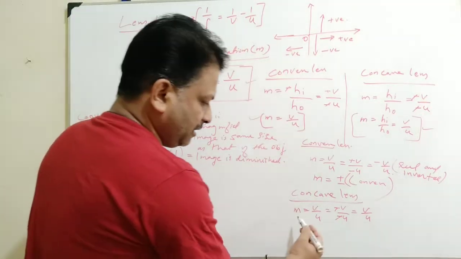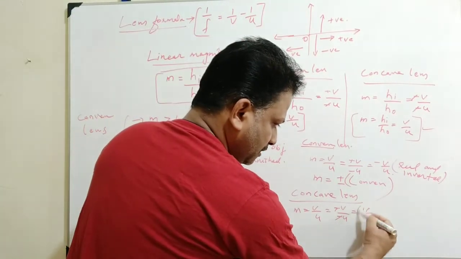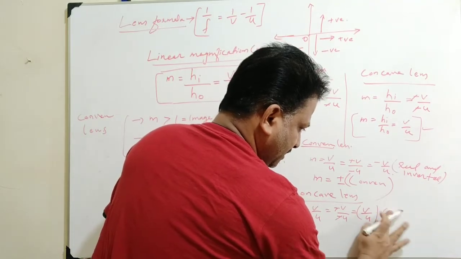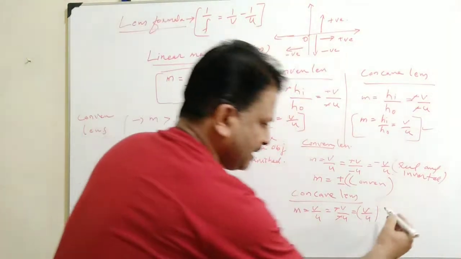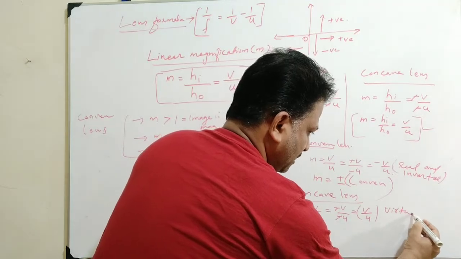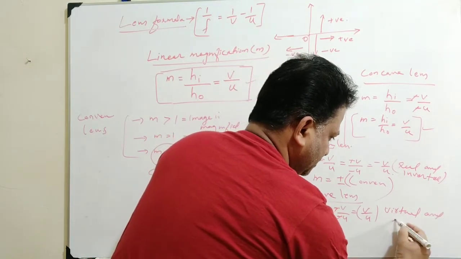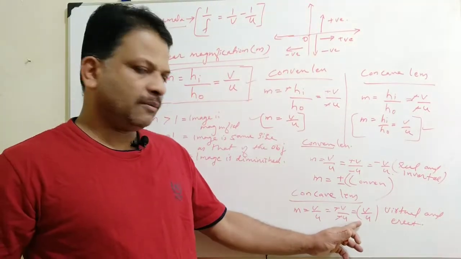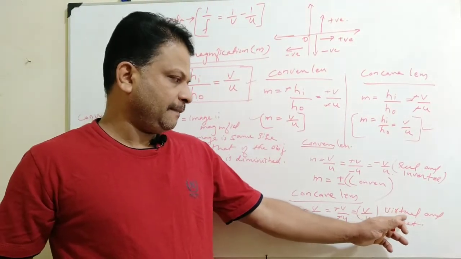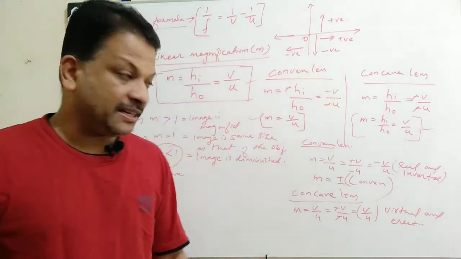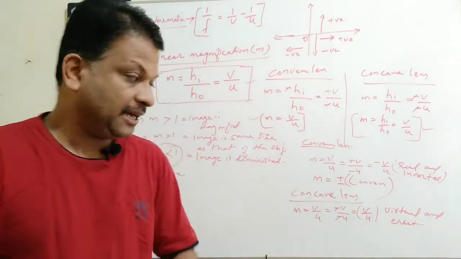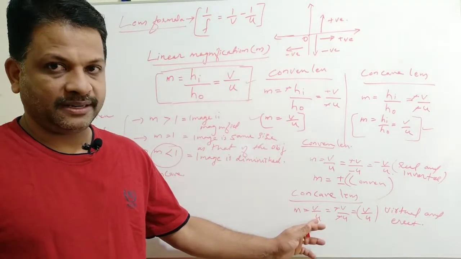So the magnification value is positive. We conclude it is a concave lens and the image is virtual and erect. Okay. So if the magnification is positive, we conclude that the image is virtual and erect. What is the nature of the image when the magnification is positive? The image is virtual and erect. It is possible in case of a concave lens.